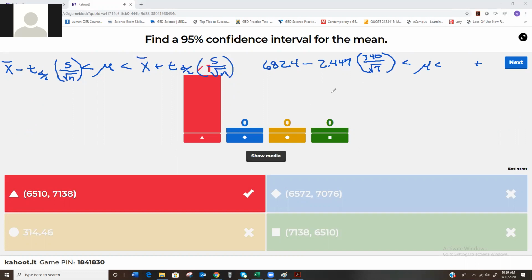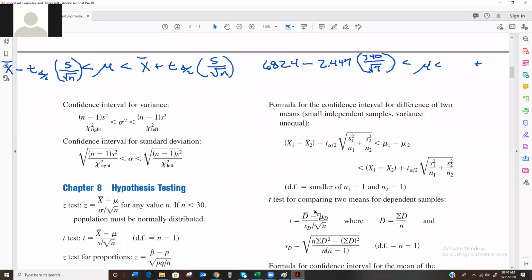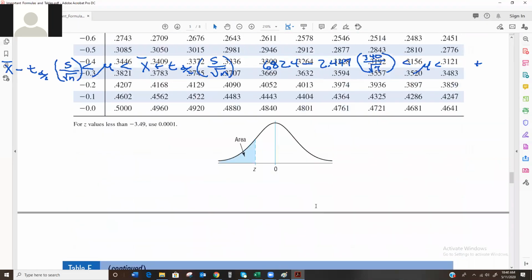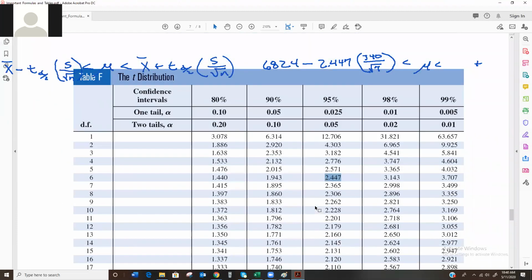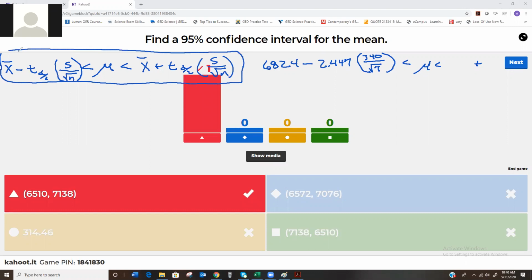So is everybody okay with the numbers that I have in there? It's been a bit since we've done confidence intervals. 2.447 was correct, wasn't it? Is that the right number? 2.447, yes. Okay, so this is the formula. You guys are good with where to find the formula at all? Let me know if not.